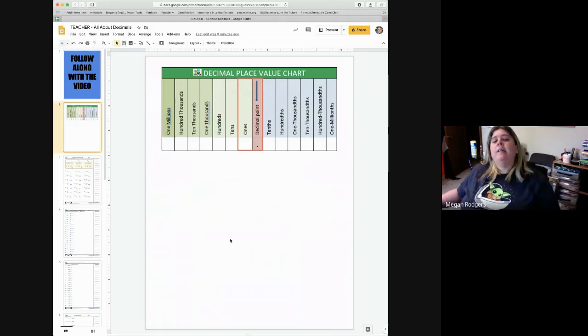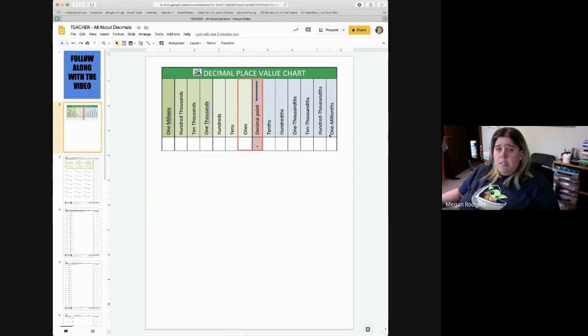The second slide here shows the place value chart. We talked about this, if you remember. Over here in the greens, these are our standard whole numbers. We have ones, tens, hundreds, thousands, 10,000s, 100,000s. And then we talked about how we have this decimal point in the middle. And then over here, we have our decimal place values.